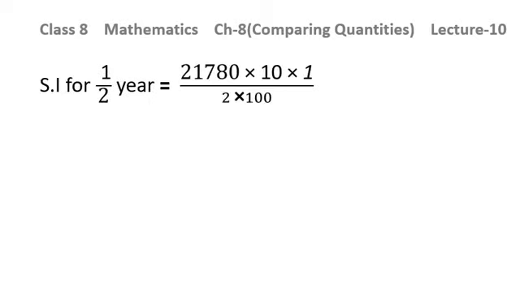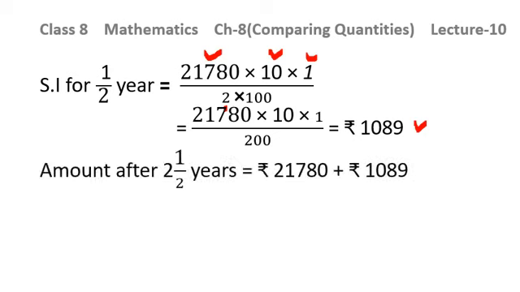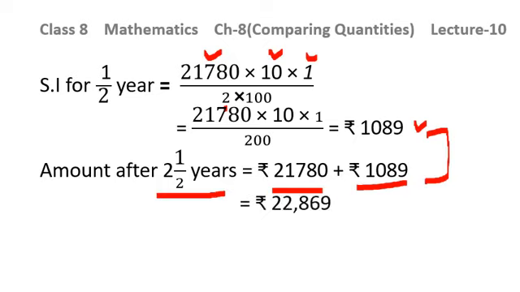So simple interest formula you will be using now. 21,780, that is P into R into T. T here is 1 over 2. So after solving, you will be getting 1,089. So total amount after 2.5 years will be, this was the amount we have calculated for 2 years, and this is the amount using this formula we have calculated. So you will be adding these two and you will be getting the result as 22,869.